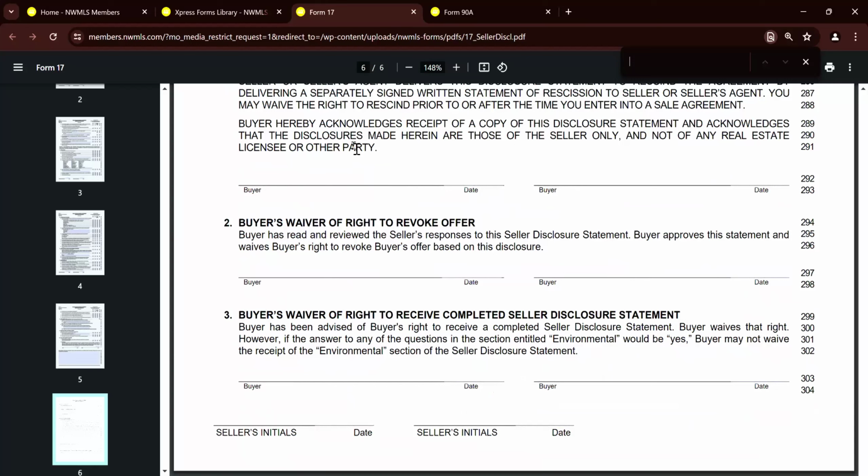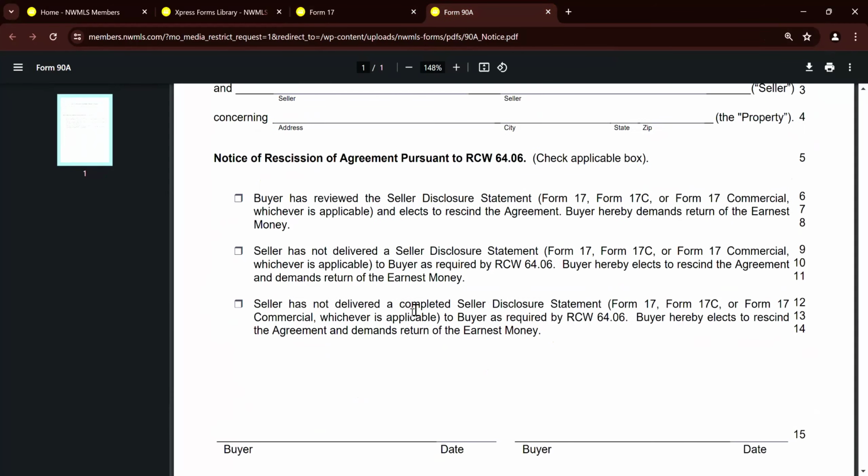And if your buyer had no inspection contingency at all, and they waived everything else, no contingencies at all, but you still had this seller disclosure statement, right? And let's say you got it on the day that you had mutual, so you received it. In 3 business days, you can send the 90A. And then you can go ahead and mark: "Buyer reviews the seller's disclosure statement, Form 17 or 17C or 17 commercial, whichever is applicable, and elects to rescind the agreement. Buyer hereby demands return of the earnest money."